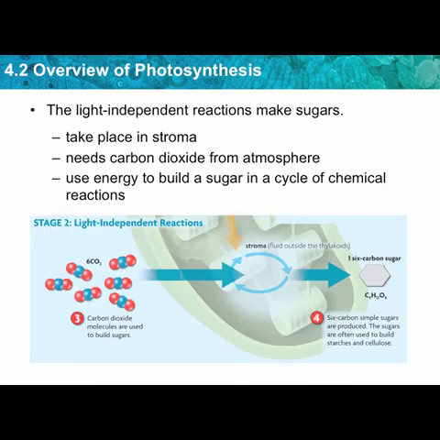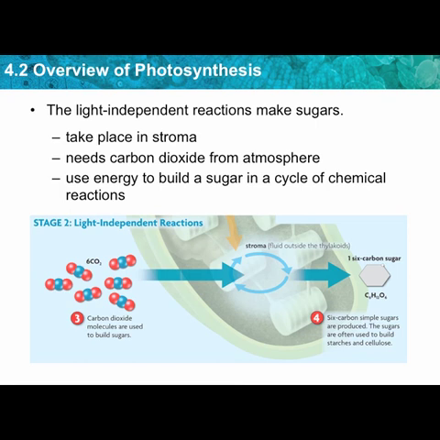The light-independent reaction actually makes the sugars. It takes place in the stroma. It's the fluid around the thylakoids. It needs carbon dioxide from the atmosphere, another important reactant in this equation. And it uses energy to build a sugar molecule in a cycle of chemical reactions. And we end up with a 6-carbon sugar molecule, like starches used to build glucose essentially, sometimes others, but most of the time glucose. And if you stack them all together, you'll get starches and cellulose.